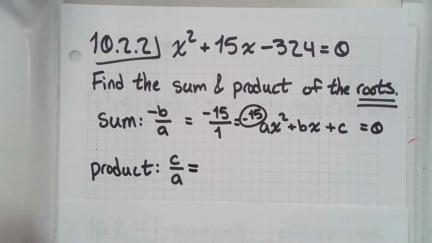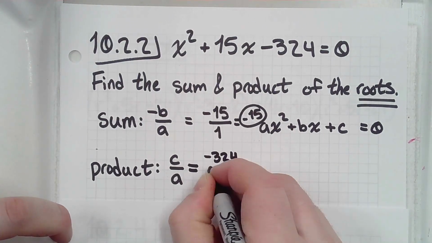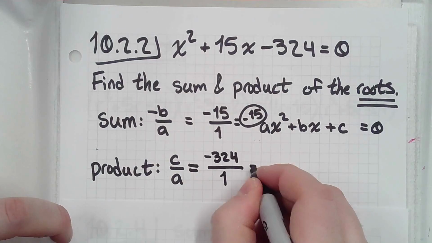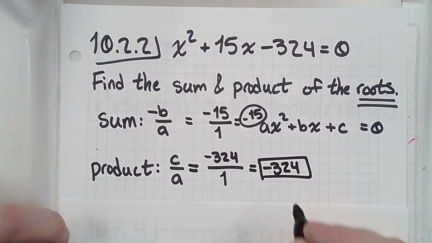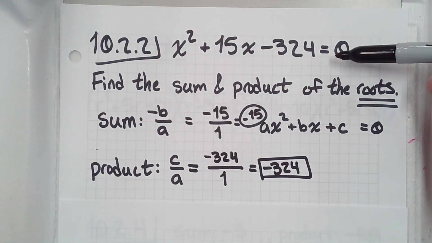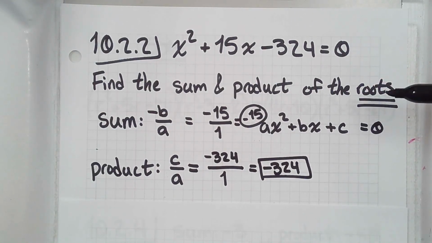Now for the product of our roots. Well, it's c, which is negative 324, over a, which again in this case is 1. So our product is just this. Apparently the answers to this problem add to negative 15 and multiply to negative 324.